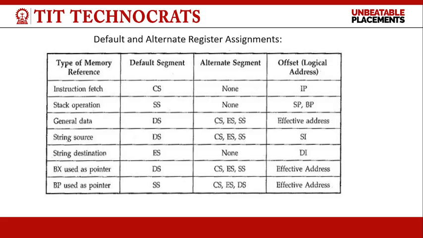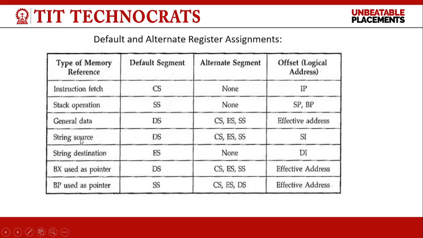Here, this table depicts the type of memory reference, default segment, alternate segment, and its associated offset logical address. For suppose instruction fetch, default segment is code segment, and offset is stored in instruction pointer. For stack operation, default segment is stack segment, and offset is stored in stack pointer and base pointer. Then for general purpose data, the default segment is data segment. Alternate segments are code segment, extra segment, stack segment. And the effective address is generated using the offset in any of the registers: source index, base pointer, destination index and stack pointer.